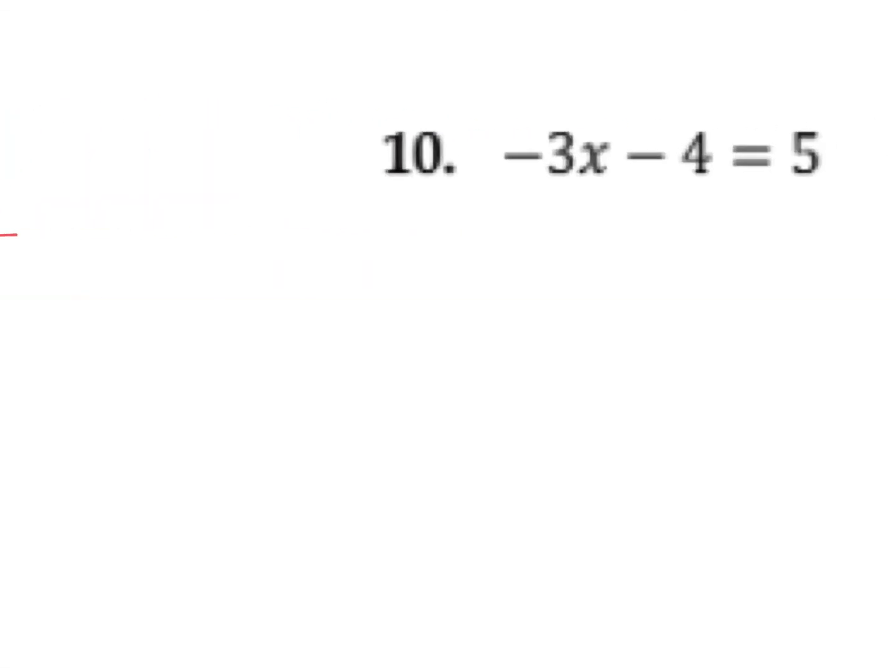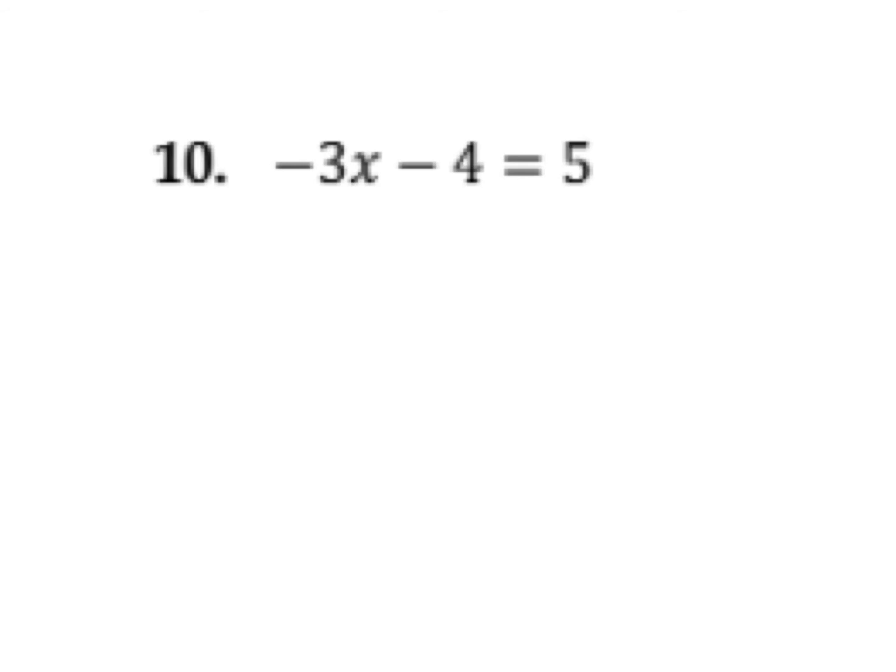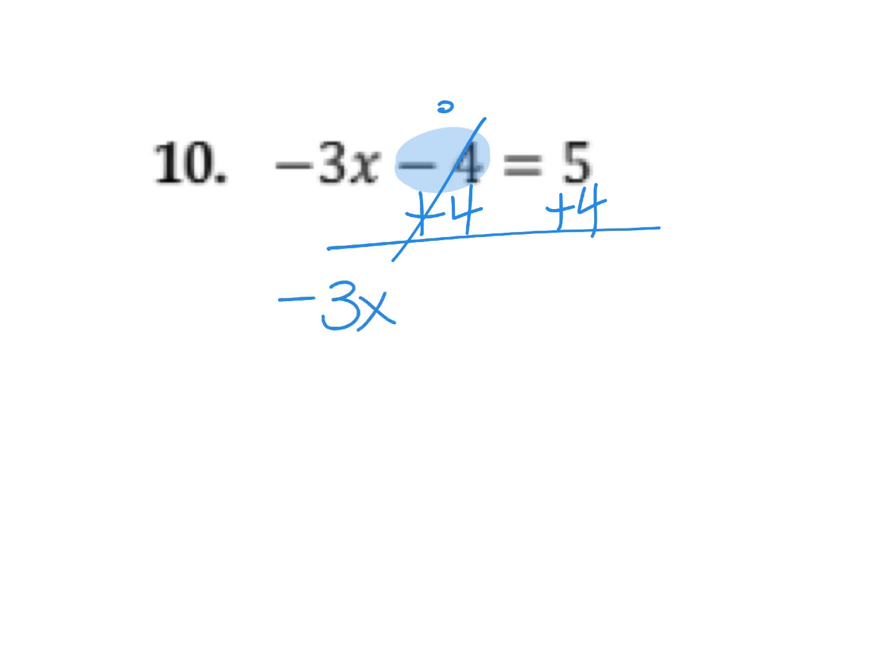All right, number 10. I have negative 3x minus 4 equals 5. Start with your plain number. Opposite of minus 4 is add 4, so I'm going to add 4 to both sides. Negative 4 plus 4 makes 0, so that's gone. Bring down the rest. Negative 3x equals 5 plus 4, which is 9. So we have negative 3x equals 9. Divide both sides by negative 3. And I get x equals negative 3.